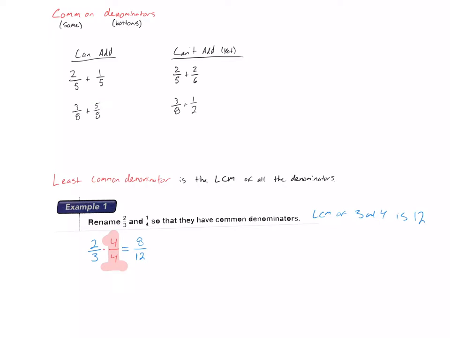I'm going to do something very similar with the 1/4. I'm going to multiply it by 3 over 3, because when I do, that's going to give me 12 on the denominator and 3 on the top. Again, this 3 over 3 is just a big 1. So what I'm doing here is multiplying 1/4 times 1, so this is the same as 1/4. And notice now they have a common denominator, so the bottoms are the same.